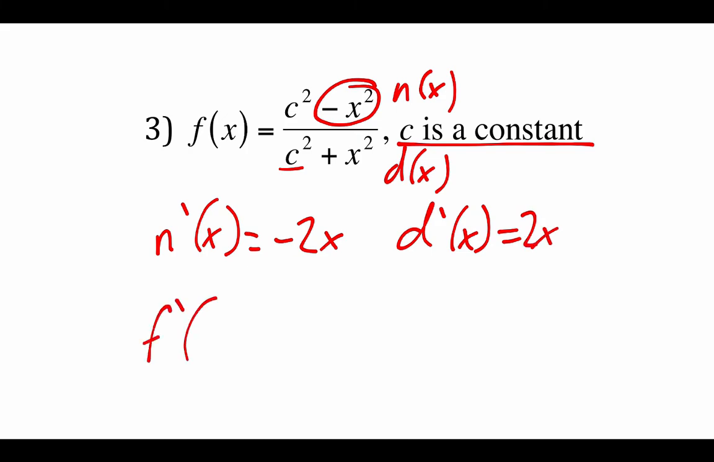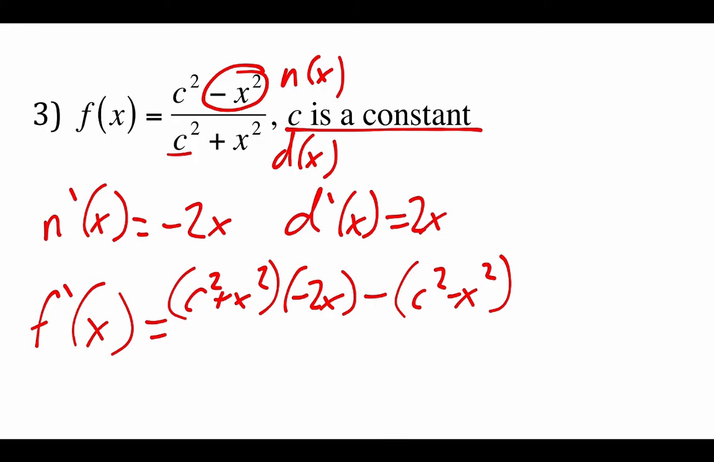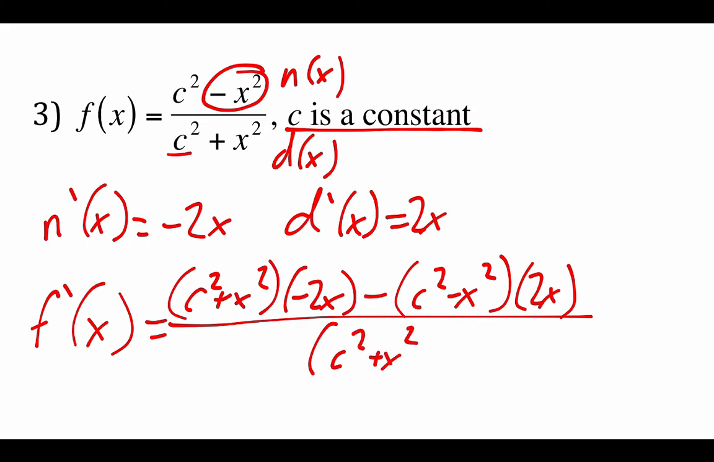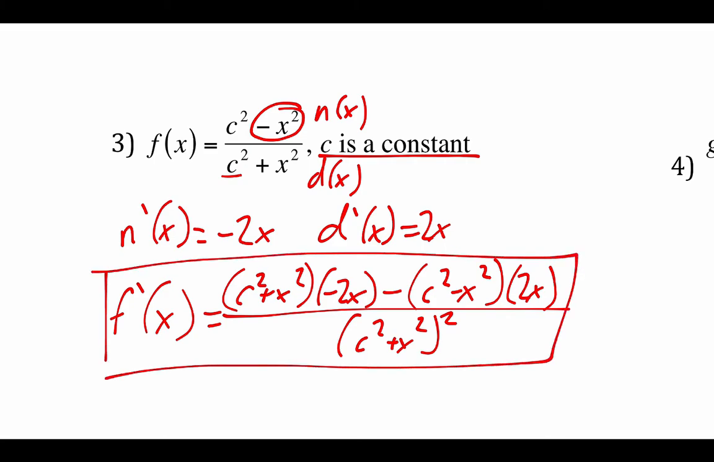So the derivative of the whole thing, we're going to take the denominator, the original one, c squared plus x squared, multiply it by the derivative of the numerator, so negative 2x, subtract from it the numerator, c squared minus x squared, times the derivative of the denominator, 2x, all that divided by the original denominator, c squared plus x squared, squared. Yikes, lots of squares there. And again, for now, we don't really need to go any further than that, so we're just going to leave it as such.